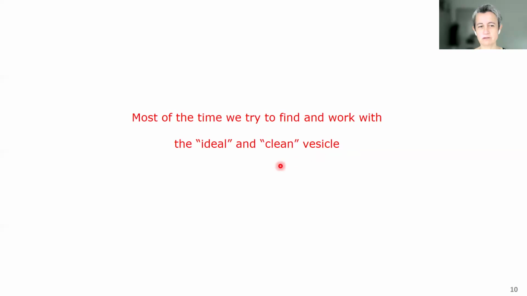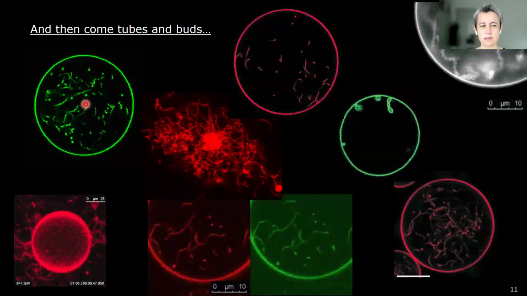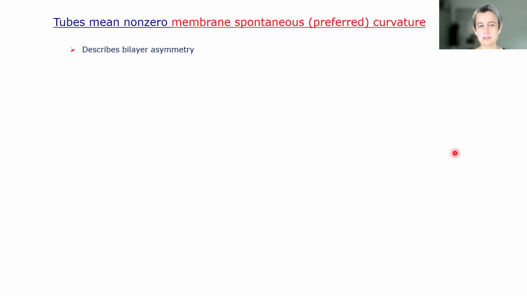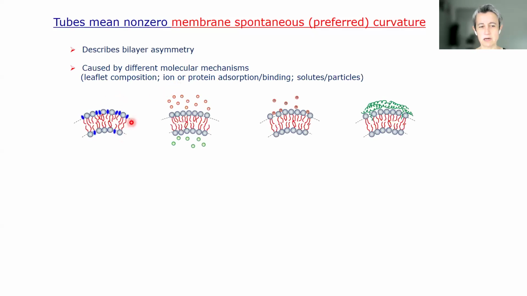There are many labs that use giant vesicles, and people typically look for the ideal or clean vesicle, but very often one observes tubes and buds, and the tubes can be inward or outward. They can be very thin, or they can be pearl chain-like, and they mean something. They mean that the membrane prefers to adopt a certain curvature, which is called spontaneous curvature. It describes the bilayer asymmetry, which can be a result of a different composition of the two leaflets, or different composition of the solutions across the membrane, or asymmetric ion or protein adsorption.